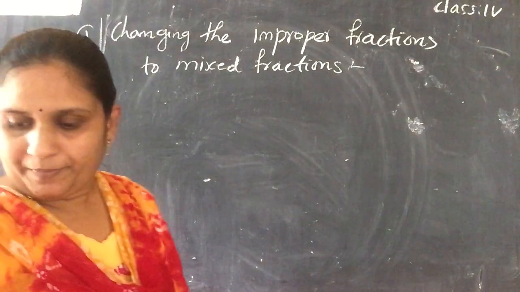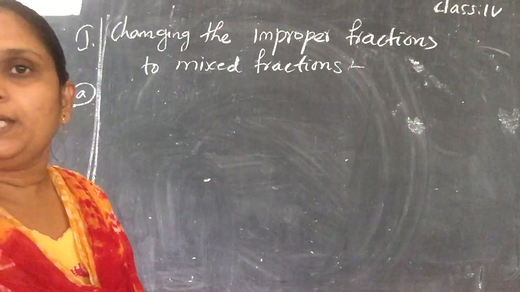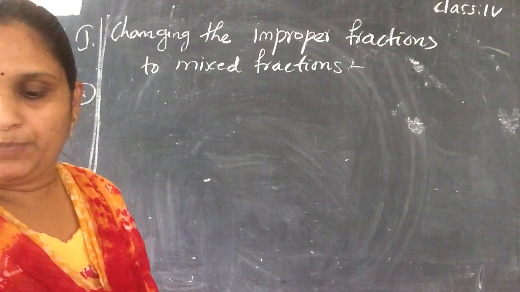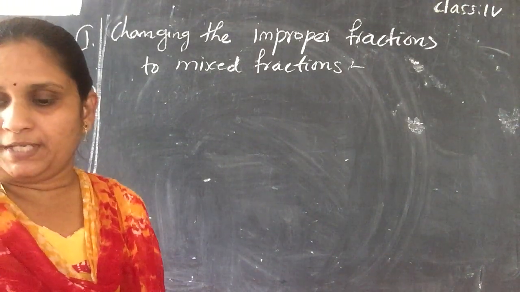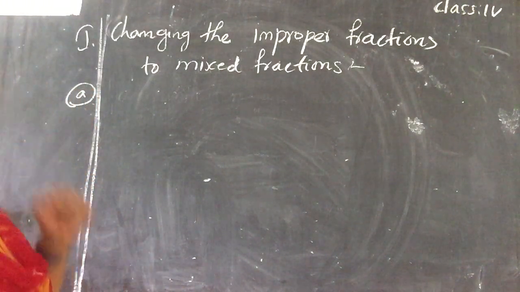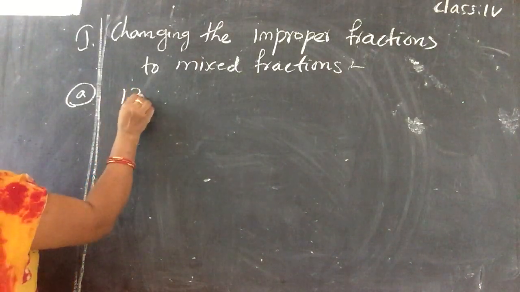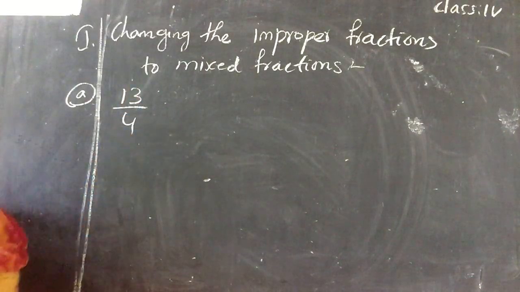You can open textbook page number 67. In that first section, changing the improper fraction to mixed fraction is there. So that we will do it now. First one, 13 by 4.